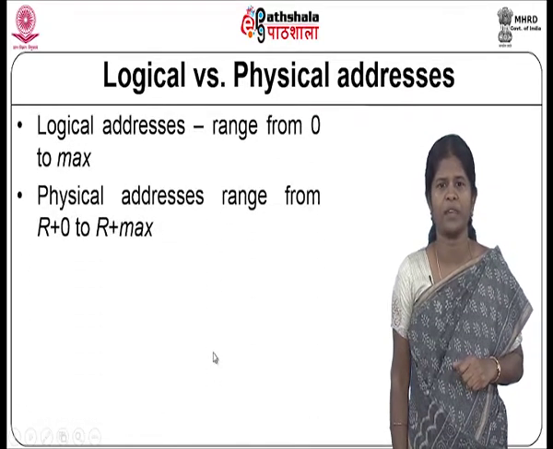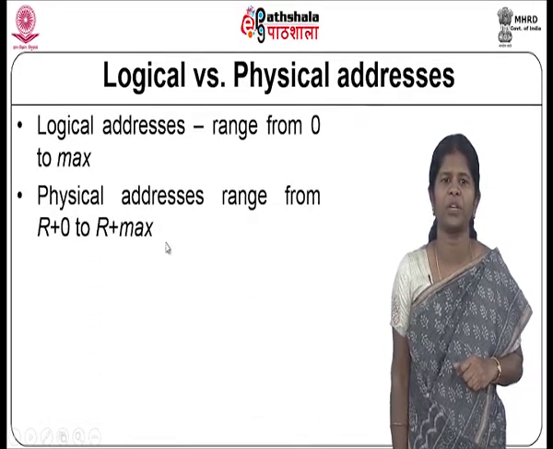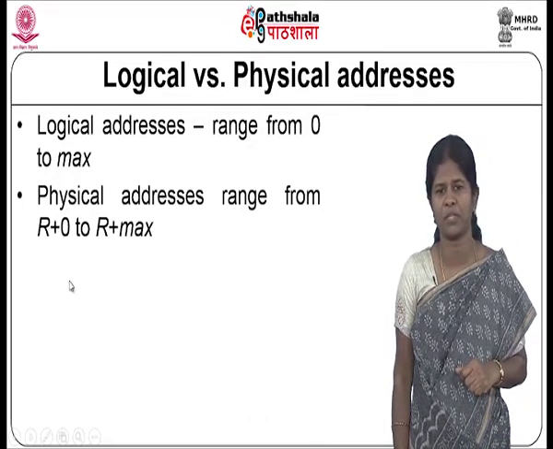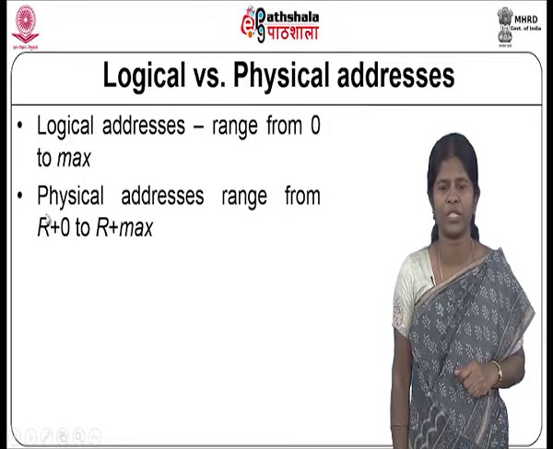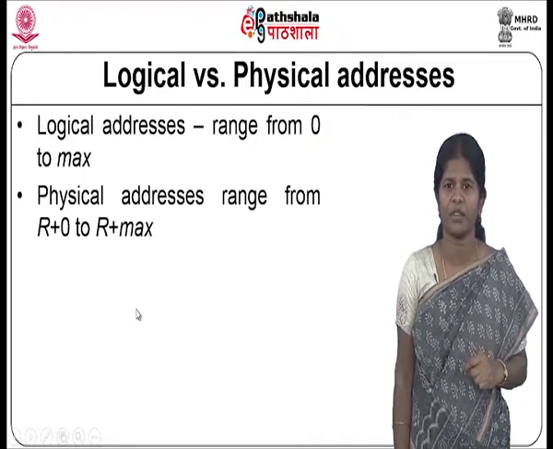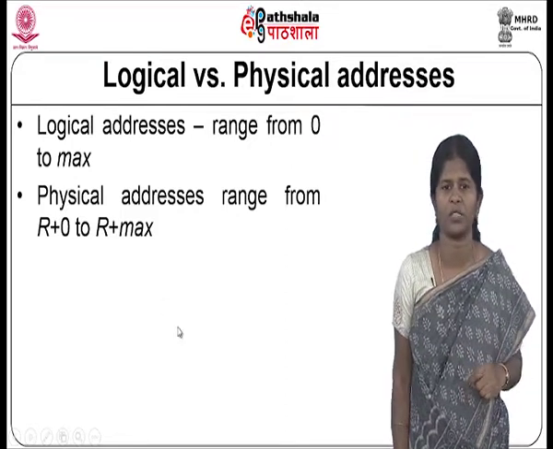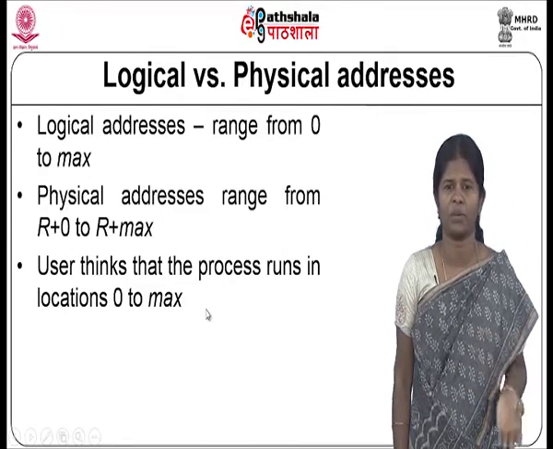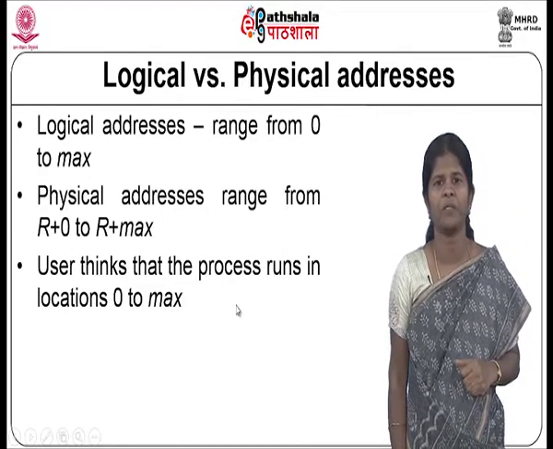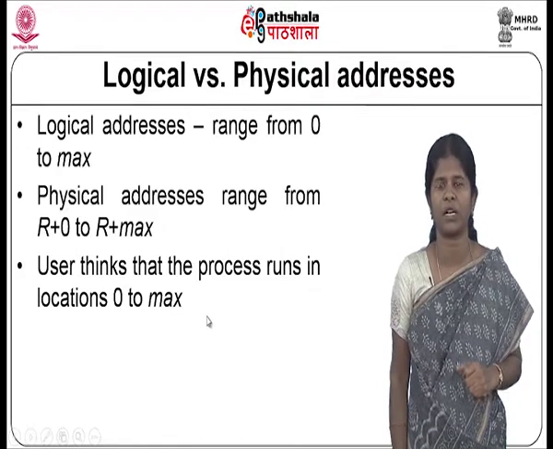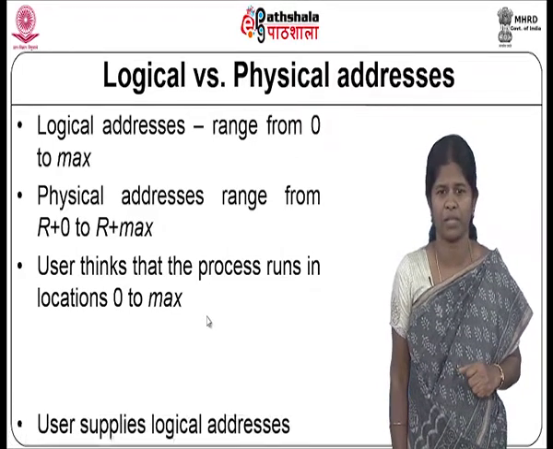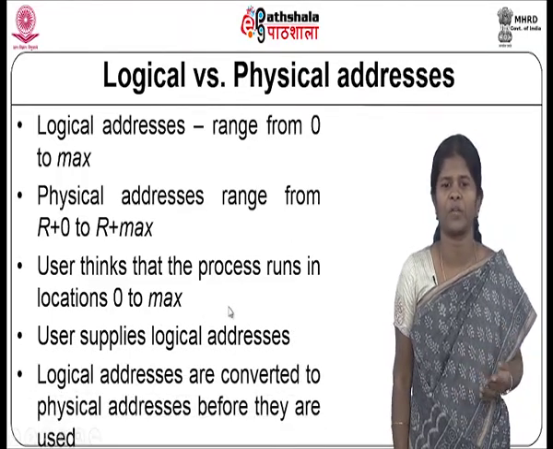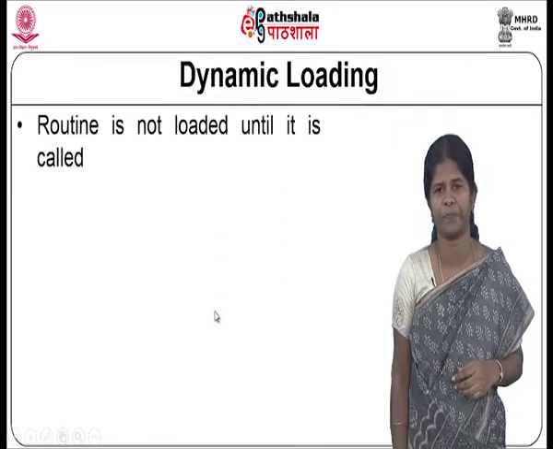So, logical addresses range from 0 to some max value, but the physical addresses range from R plus 0 to R plus max. That is, R is the relocation register value where you store the starting address from where that particular process is being stored. So, the user, as I told you, need not know where exactly the process is placed in memory. The user just thinks that the process runs in locations from 0 to max, and the user will just supply the logical addresses. The logical addresses are converted to physical addresses before they are used.